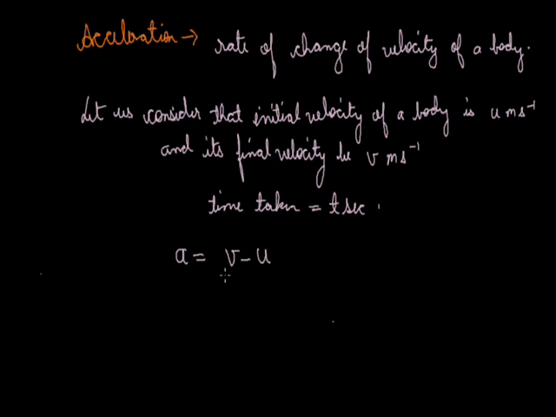Now we said that its rate means the velocity which is changing should be with respect to time. So change in velocity is v minus u and the time taken is t. So a is (v minus u) by t. This expression is used to calculate the value of acceleration.